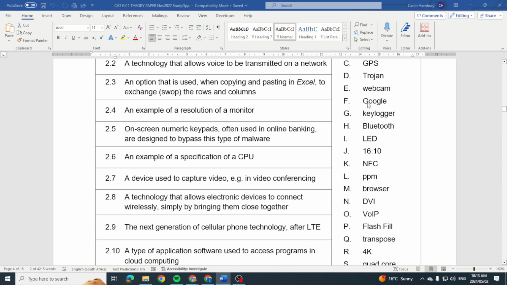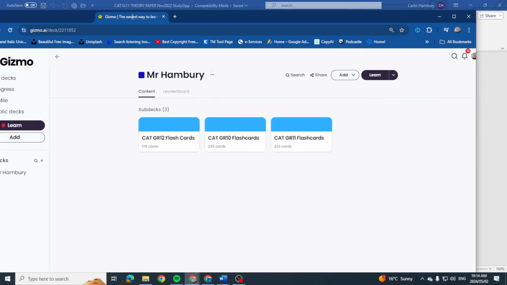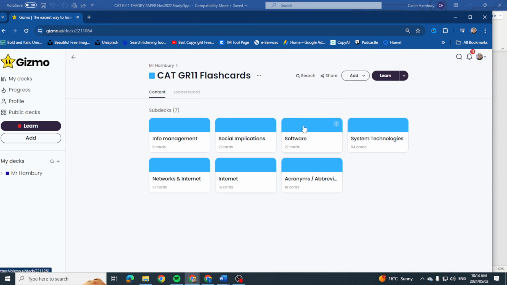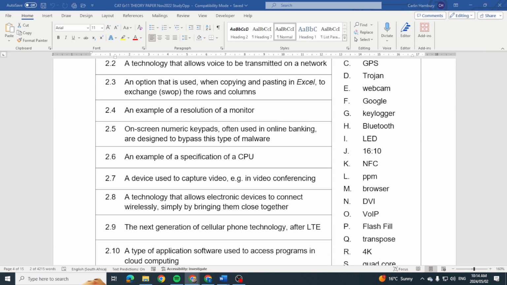Use the gizmo.ai platform that I have. And I'm actually just going to open that up so that you can see for yourself. I've gone through all the various terms over there so that you can have a look at these things. Let me just get it open. And there you can see on the gizmo.ai platform, you can go into the grade 11 flashcards. There are various cards covering all those sections. Do you see that these sections are in the paper? Right, so I've tried to have the terms there in terms of what I've actually seen in the various papers.